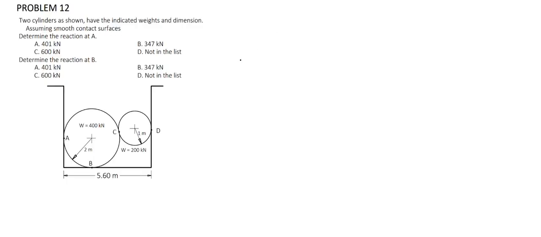So for this problem, we are given two cylinders shown in the figure, having the indicated width and dimension. Assuming smooth contact on the surface, we are tasked to determine the reaction at B and the reaction at A. To do so, we first have to construct our free body diagram.